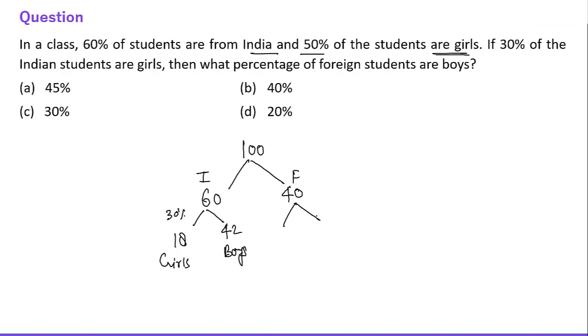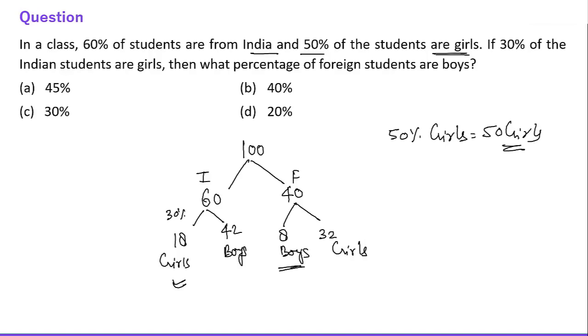Right. And overall, they are saying 50% girls. So it means overall, there are 50 girls, right? So 18 are already here. Then 50 girls, it means 32 girls are more, right? 32 foreigners are girls. So it means 8 are boys, right?